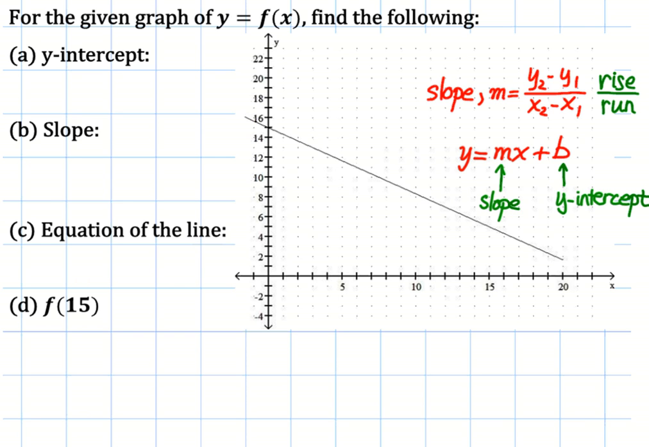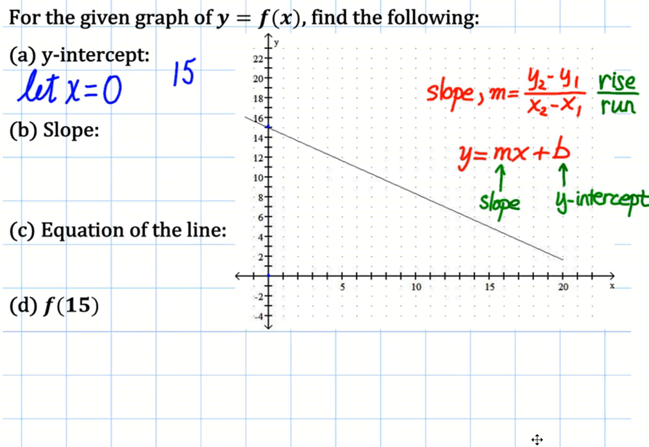Now, if we want to find the y-intercept, remember the y-intercept is when we let x equal 0. So I find 0 on the x-axis, and it touches the y-axis at 15. So the y-intercept is 15. If you wanted the ordered pair, it would be (0, 15).